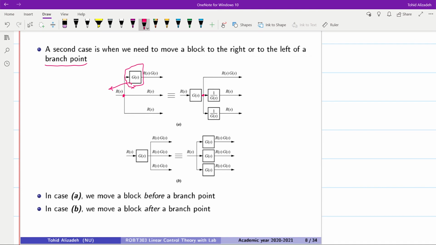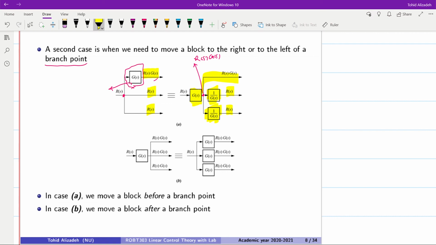But now we need to have exactly the same signals as before for any of the branches. So if you look here, initially we had R times G for the first branch, then R and R for the next branches. And now that we have moved the G of S before the branch point, we already have R times G at the branch point. So if you want to have the same signals, we need nothing on the first branch, and we need 1 over G of S on any other branches in order to have exactly the same signal as before.